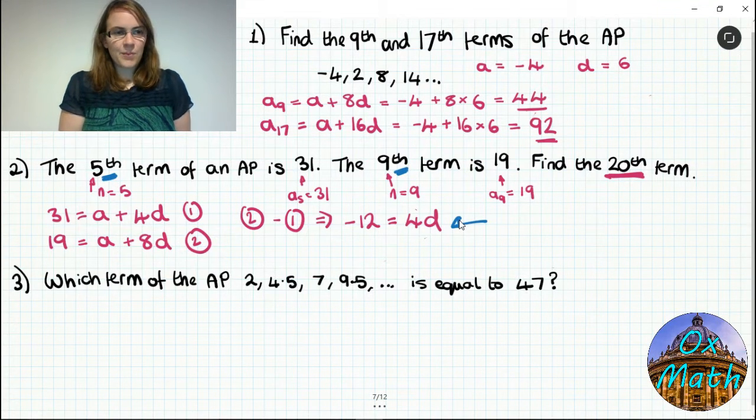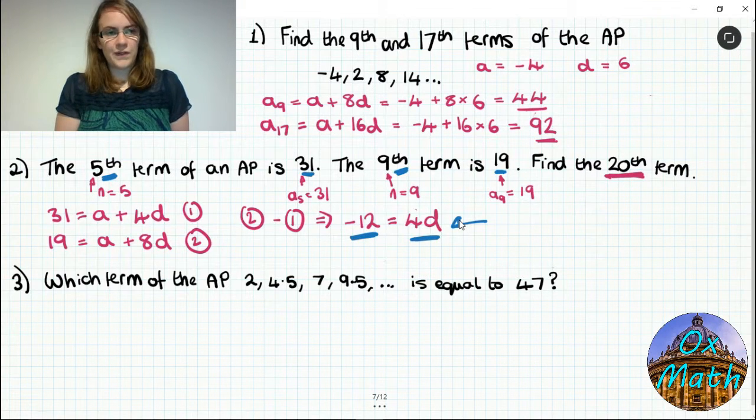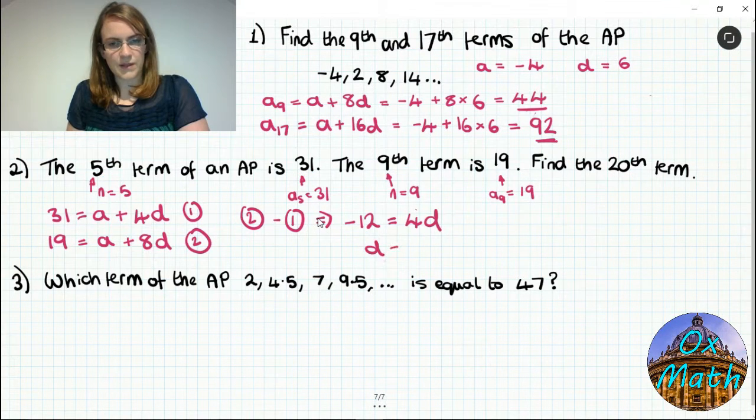So to get from the 5th term to the 9th term, we need to add on 4 lots of our difference. And then the terms go from 31 to 19. So this time you have to take away 12 to get from the 5th to the 9th term. So it makes sense that 4 lots of our difference is equal to minus 12. So our difference each time is minus 12 divided by 4, which is minus 3.